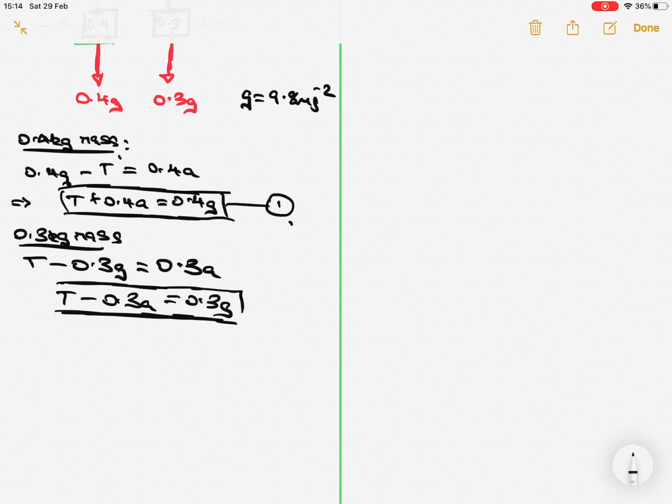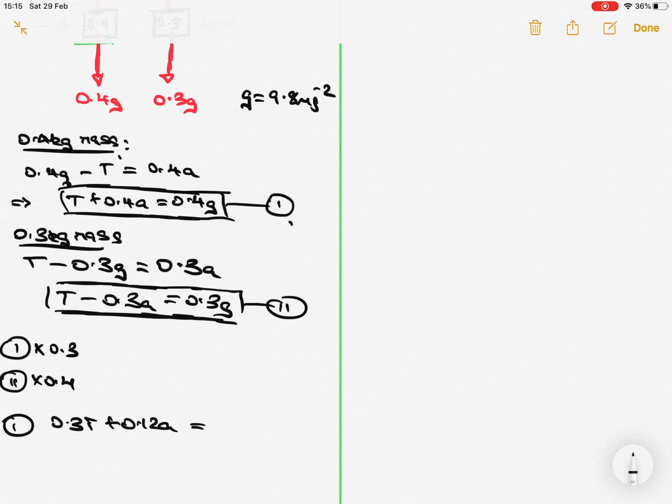So we're looking for the tension. If we're looking for the tension, what are we going to do? We're going to actually eliminate the accelerations. And we can do that by taking equation 1 and multiplying by 0.3, and taking equation 2 and multiplying by 0.4. So when we do that, equation 1 will turn into 0.3T plus 0.4a by 0.3, that's 0.12a, is equal to 0.4g by 0.3, which is 0.12g.